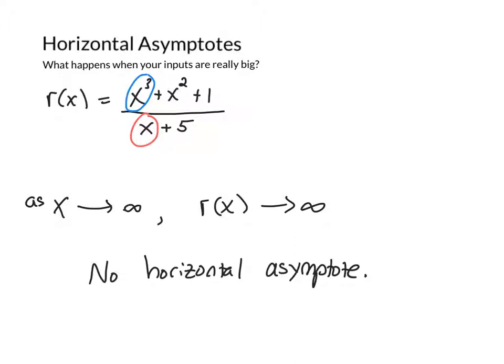So the behavior of our function, a rational function with really, really big inputs, there's 3 different things that could happen. We saw the first one was when our denominator has a bigger degree, the horizontal asymptote is 0. When they have the same degree, you look at the ratio of the leading coefficients. And when the degree of the numerator is bigger, we're in this situation where we have no horizontal asymptote.